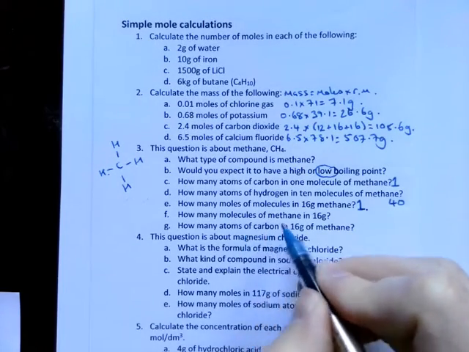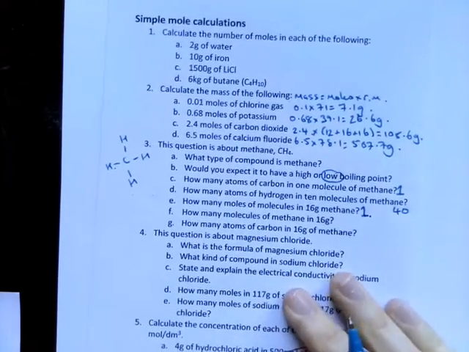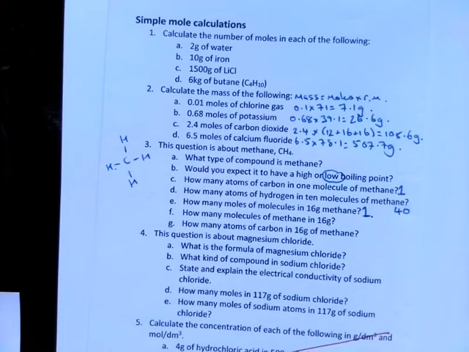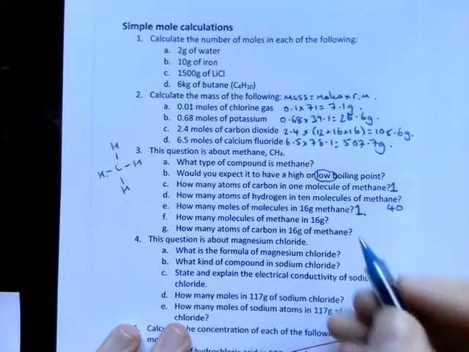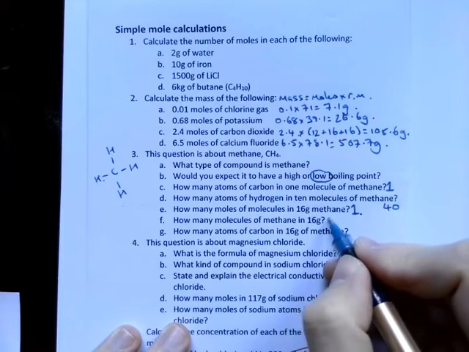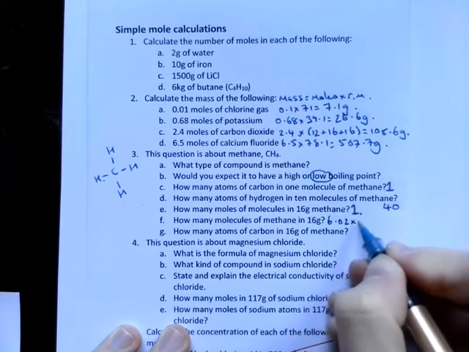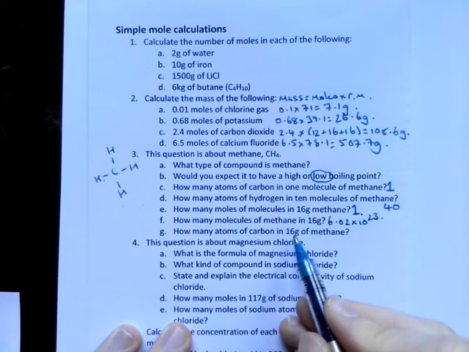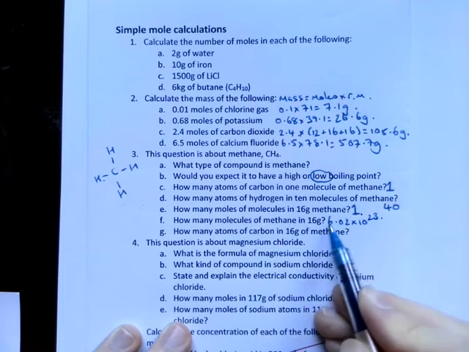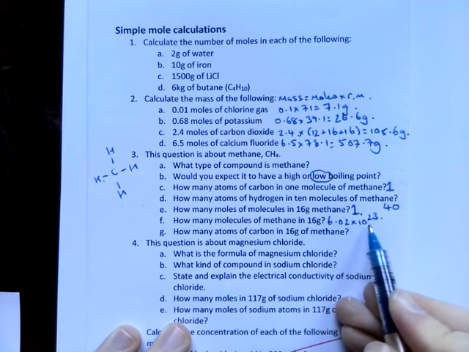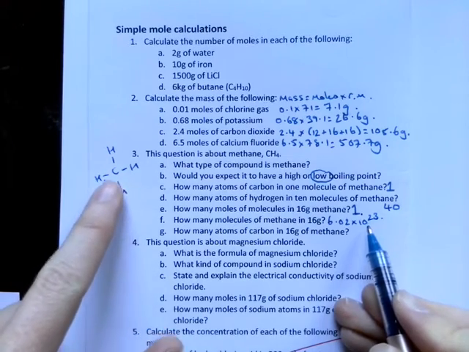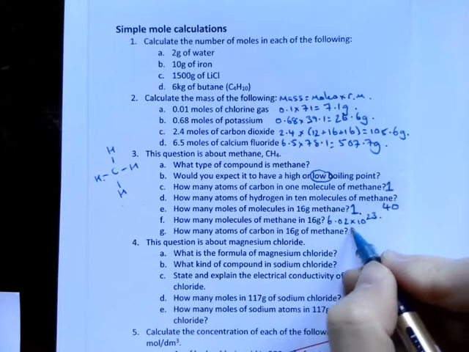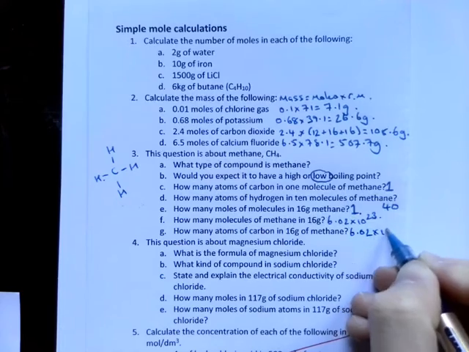How many molecules of methane in 16 grams? Well, I know that in 1 mole I have 6.02 times 10 to the 23, and I do have 1 mole. So it is 6.02 times 10 to the 23. How many atoms of carbon in 16 grams of methane? Well, if I've got this many molecules and each molecule has got 1 carbon atom, then it is 6.02 times 10 to the 23.